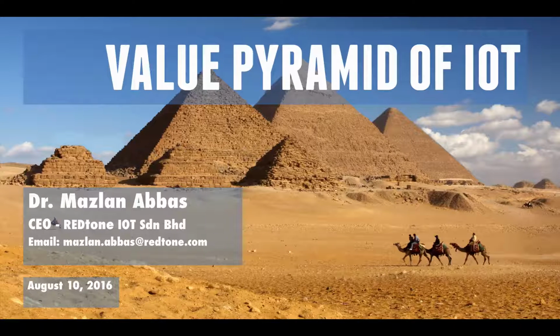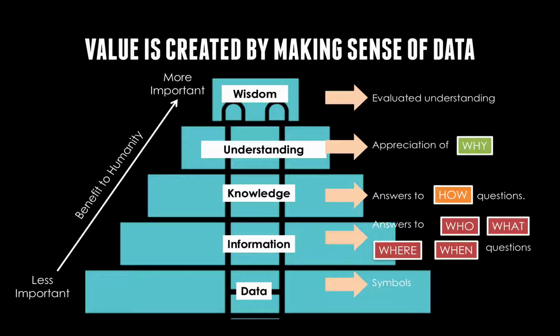So in order for you to get the best insights, very meaningful data, you must make sense of that particular data. So for example, if you look at the value pyramid, the bottom one is less important, but the more it benefits humanity is actually at the top.